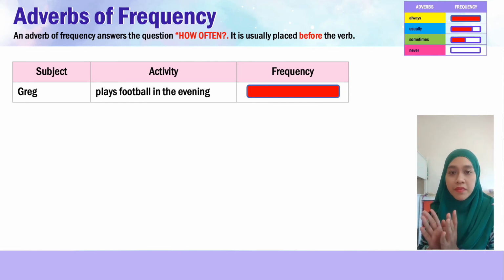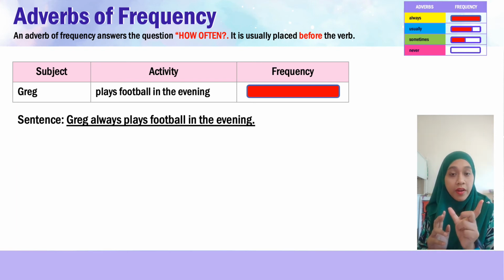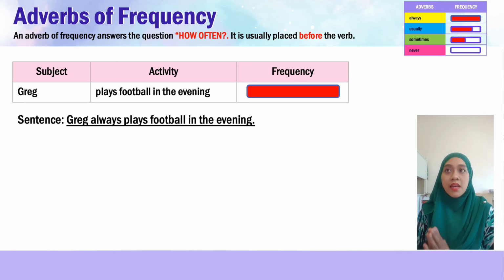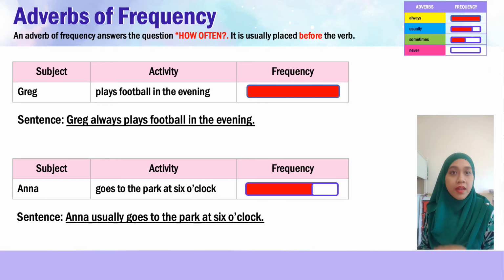The subject here is Greg. The activity is plays football in the evening. The frequency is full of red, which means always. So our sentence is Greg always plays football in the evening. Next, subject Anna, activity goes to the park at 6 o'clock. Frequency is lesser than always, that is usually. So the sentence is Anna usually goes to the park at 6 o'clock.